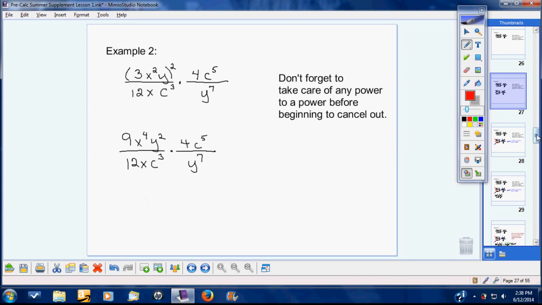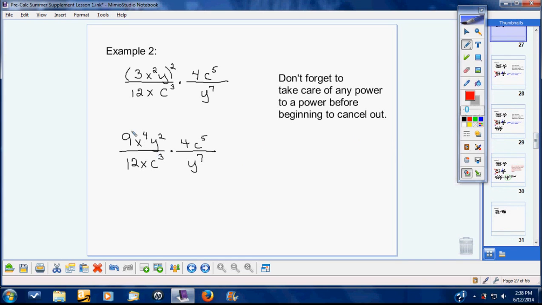Now, as I said before, you can cancel out top to bottom in the same fraction, or you can cancel out from one numerator to the other denominator as long as you have multiplication. So let's take a look at that. Notice the first cancellation that was made here is in red. 9 goes into 3, 3 goes into 9 3 times. 3 goes into 12 4 times.